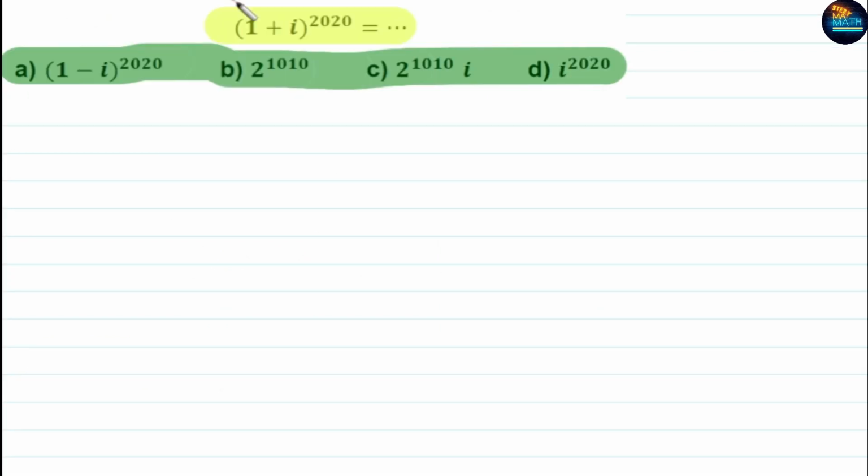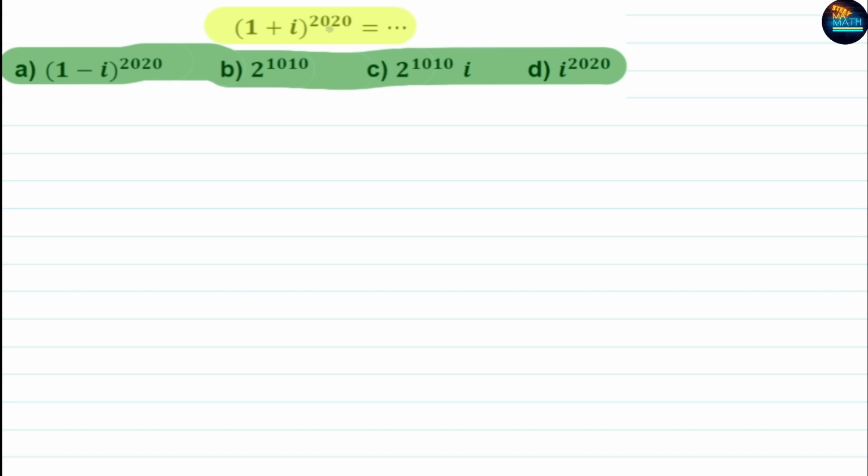Find 1 plus i all to the power of 2020. What a problem. Now here, the choices are 1 minus i all to the power of 2020, 2 to the power of 1010, 2 to the power of 1010 multiplied by i, or i to the power of 2020. All right, let's just focus on the question, which is 1 plus i to the power of 2020. Of course, you can't expand the expression because the power is so big.